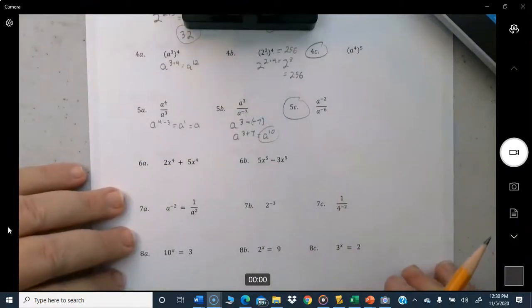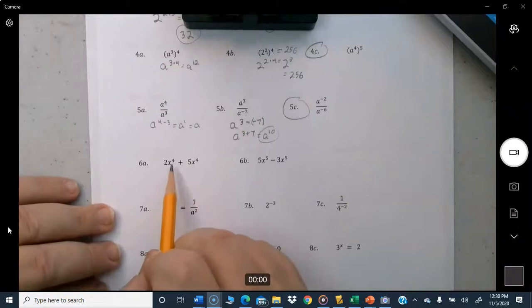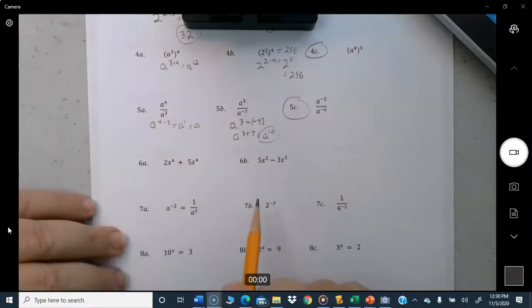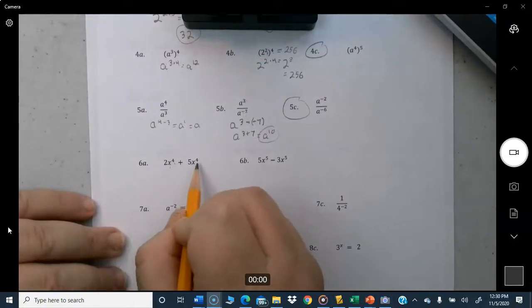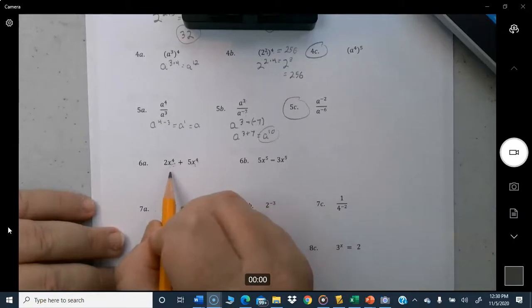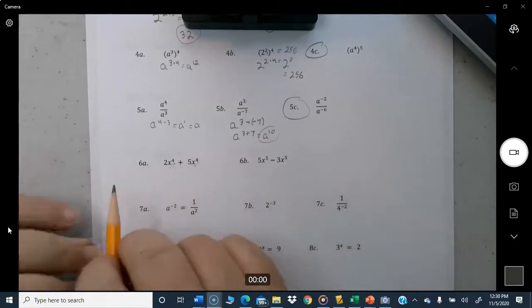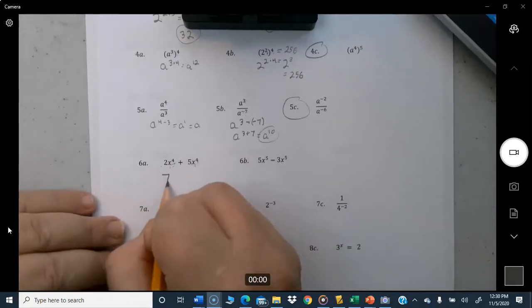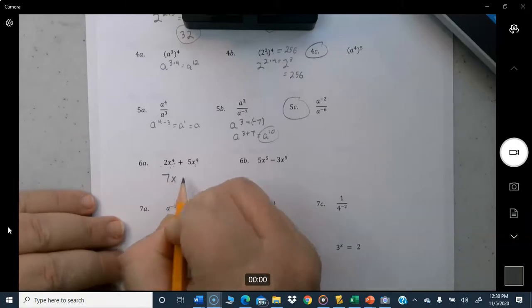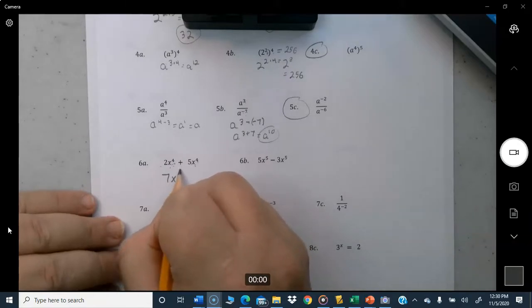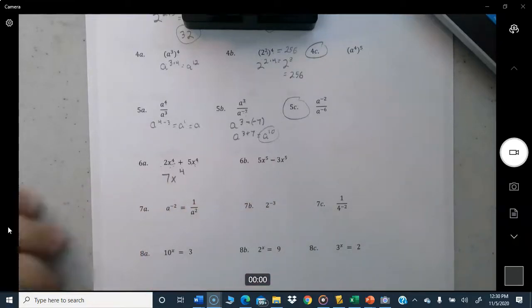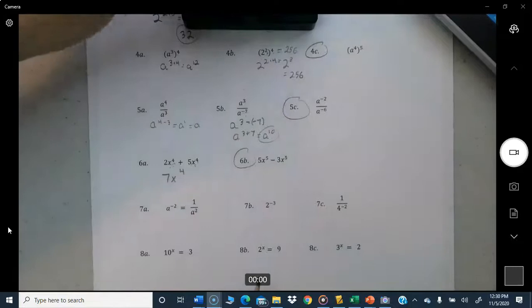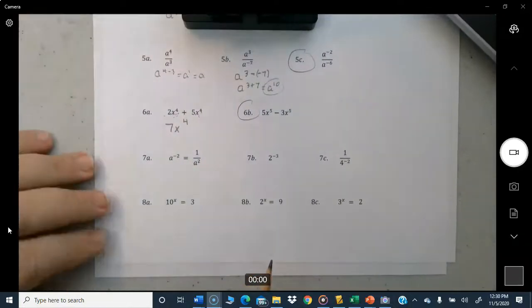Okay, how about this one? 2x to the 4th plus 5x to the 4th. You did plenty of these in the last couple units, right? So 2 plus 5 is set. As long as the base and the exponent are the same, you can add them. If either one of those is not the same, you can't add them or subtract them. So 2 plus 5 is 7. Not really possible to show a step of work here other than just write the answer for this one. So it's 2 plus 5 is 7, x to the 4th, okay? You do 6b. All right, 7a.